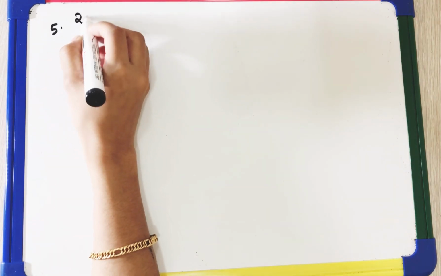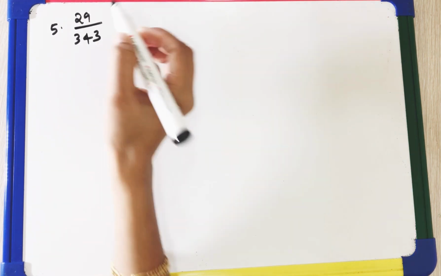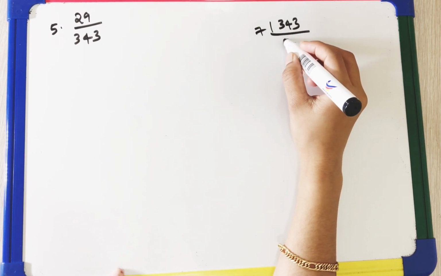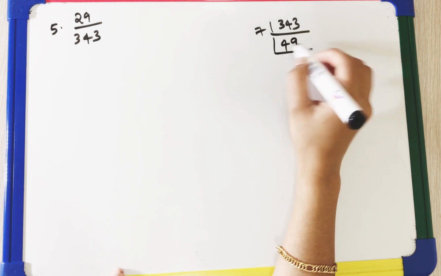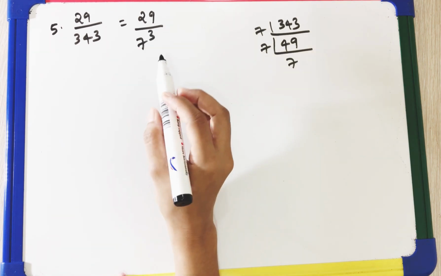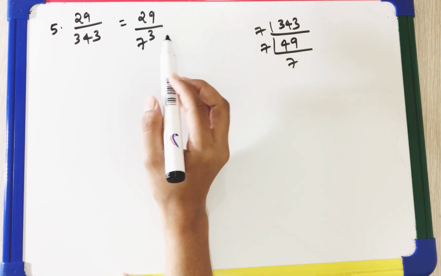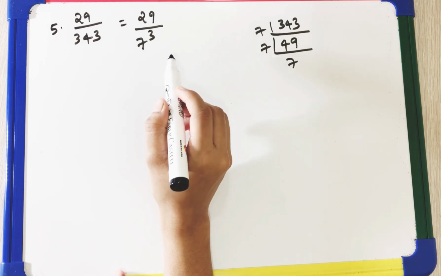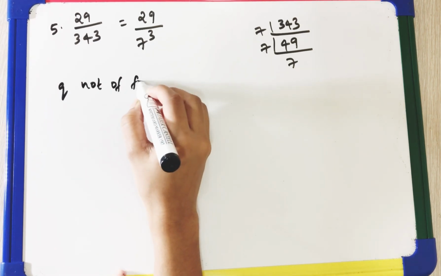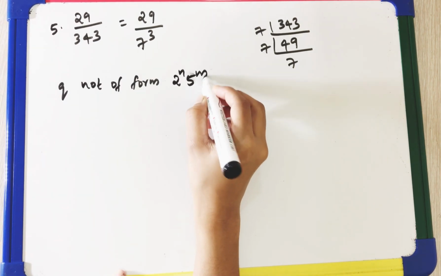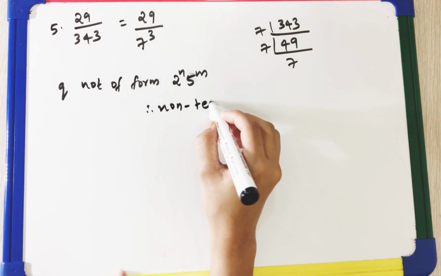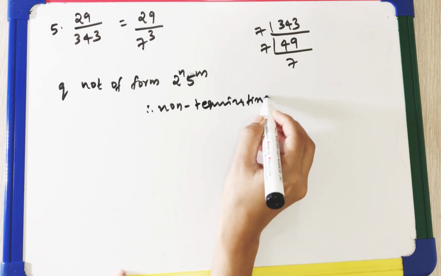Next question, 29 by 343. 343 is 7 cube, 29 by 7 cube. Not of the form 2 raised to n into 5 raised to m. Therefore, it has a non-terminating repeating decimal expansion. Not of the form 2 raised to n into 5 raised to m. Therefore, it has a non-terminating repeating decimal expansion.